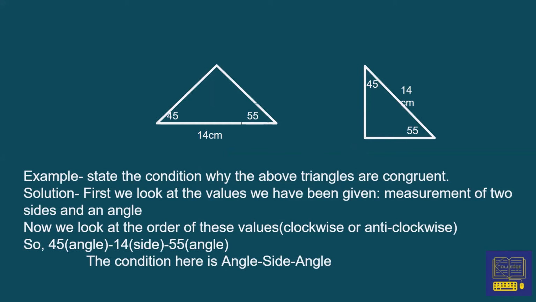Here we need to state the conditions for the above triangles. So first we look at the values that we have been given, that is two angles and one side. So now we know that there are two tests that are possibly used here. The next step is to look at the order in which these are placed. So we can see that there are two angles and the side is between them and not next to them. So the condition used here is the ASA test of congruence.